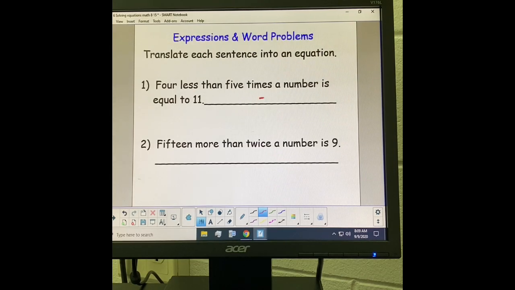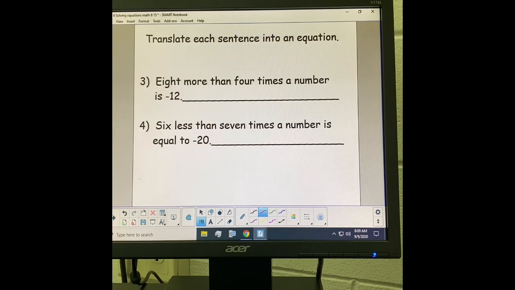Four less than 5 times a number is equal to 11. 5x minus 4 equals 11. 15 more than twice a number is 9. 2x plus 15 equals 9. 8 more than 4 times a number is negative 12. 4n plus 8 equals negative 12.